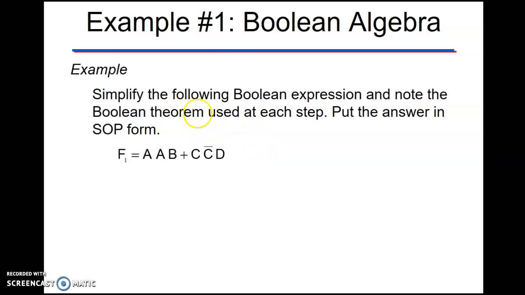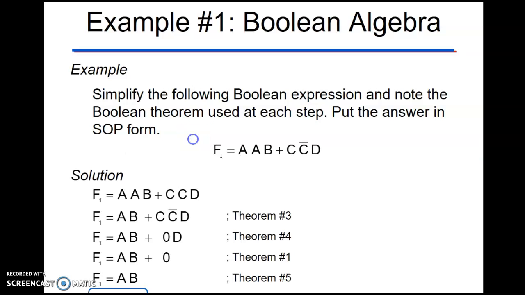All right, so if I'm walking through this, I look here and I say, okay, I have an A and an A. According to my rules, if I have A and A, that's equivalent to A. So this would simplify to A, B, okay? I bring down my OR. If I have a C and not C, according to my rule, that's a 0. So now I have a 0 and D.